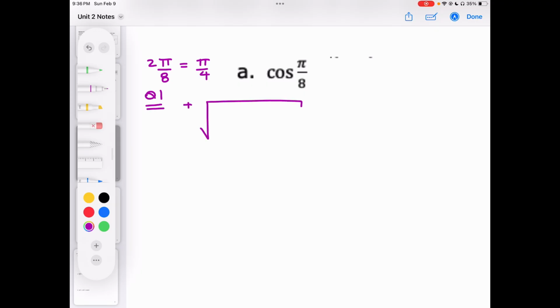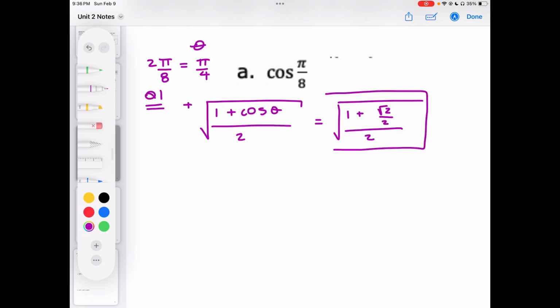Now I have 1 plus cosine theta over 2, and the theta that I'm interested in using now is pi over 4. So I know that I have 1 plus root 2 over 2 all over 2. I'm okay with you leaving it like that. You do not have to simplify further for my class.